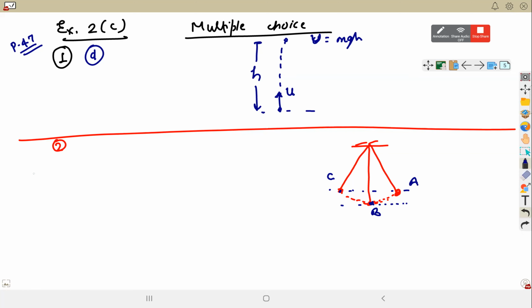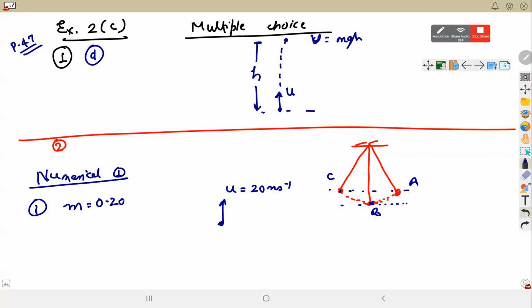Okay, let's do numerical. Say numerical first question. A ball of mass 0.2 kg is thrown vertically upwards with an initial velocity of 20 meter per second. Mass is 0.20 kg. Calculate the maximum potential energy. Mr. Shrey, question number 1. 40 joule. Okay, what's the logic?